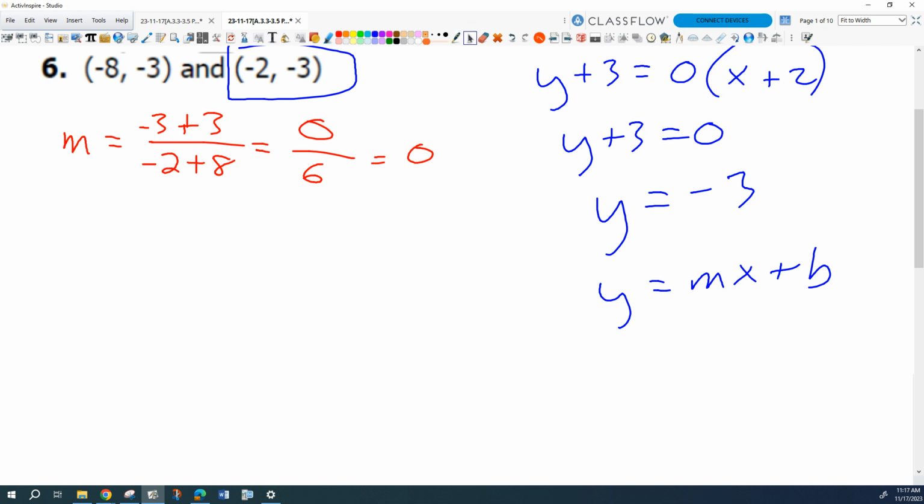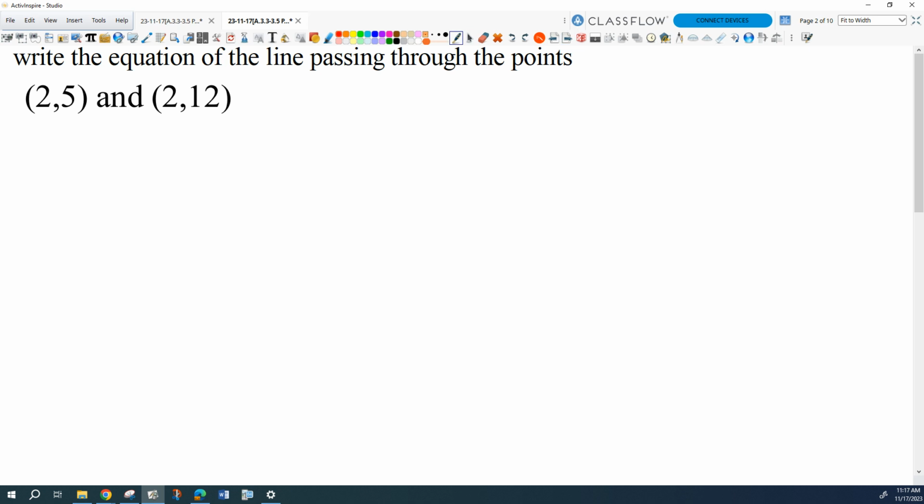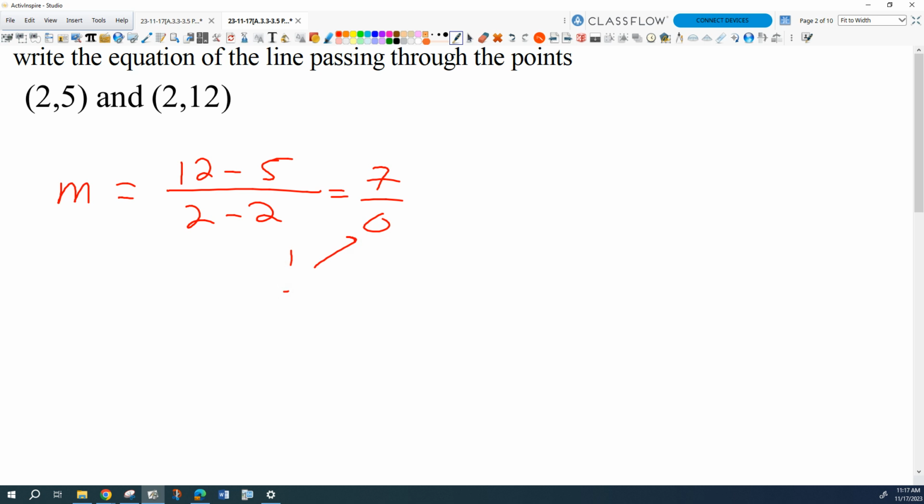Okay, how about a similar one? Let's just zip through this one. Would you guys agree if I calculate my slope and I do right value minus left value, y is on the top, I get 12 minus 5. X is on the bottom, I get 2 minus 2. What happened there? What kind of slope is that? Undefined. Yeah, we can't divide by 0. I got 0 from 2 minus 2, right?